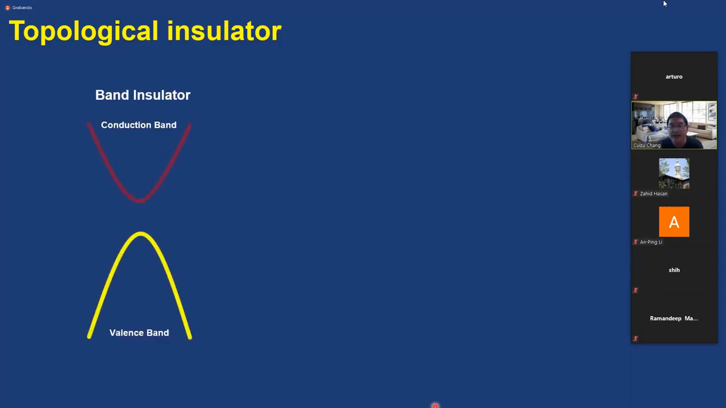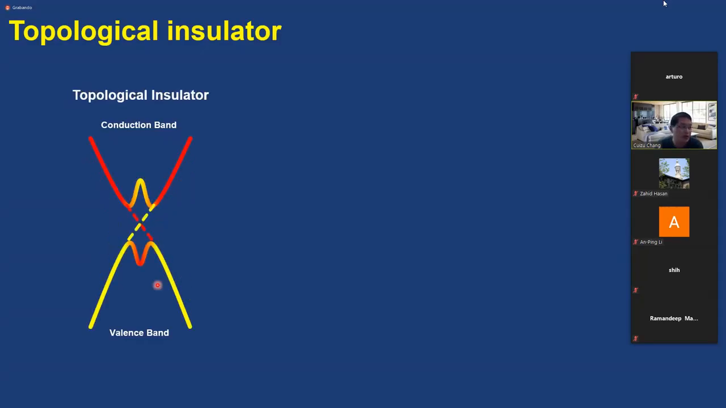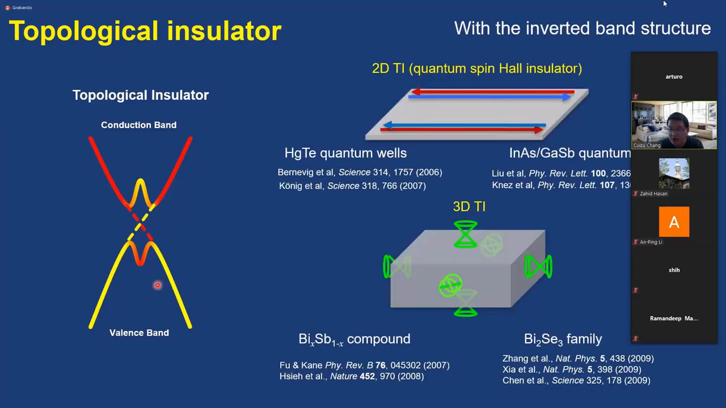So this is a band insulator, with a conduction band and a valence band. If strong spin-orbit coupling is introduced into this band insulator, the conduction band and the valence band will be inverted, and a linear dispersion of the surface state will be formed between the conduction band and the valence band. This topological insulator has been realized in real materials and can be classified into 2D topological insulators and 3D topological insulators.